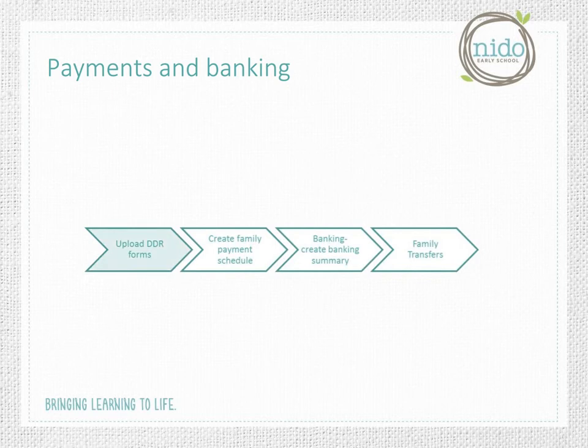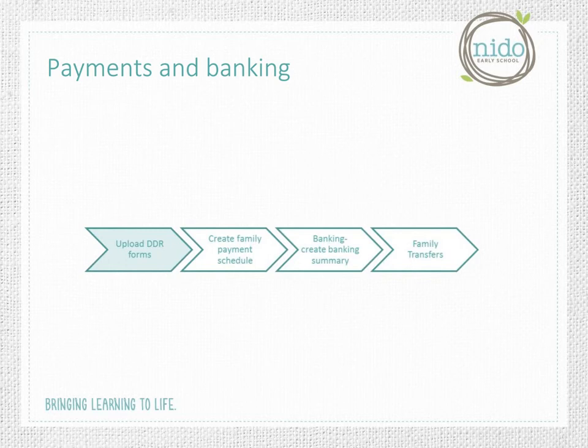The first stage in payments and banking is to upload a DDR form. A DDR form is a direct debit request form. This form is where families request their fees to be automatically taken out of their selected bank account. The DDR form is accessed within Kidsoft. It is provided to the family at enrolment and should be included in their enrolment pack. The form can be completed by the family before the payments schedule is set up.